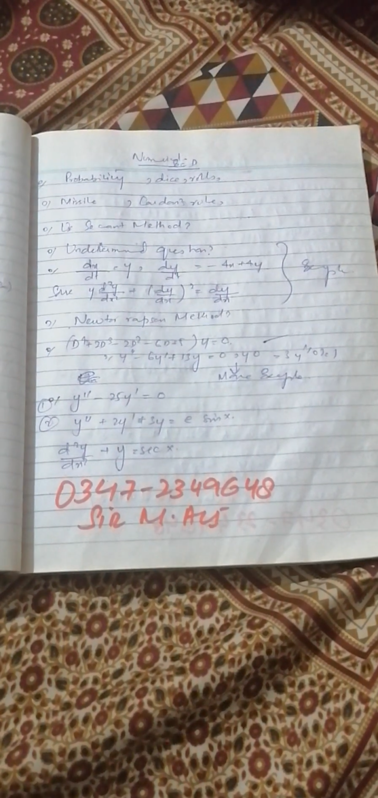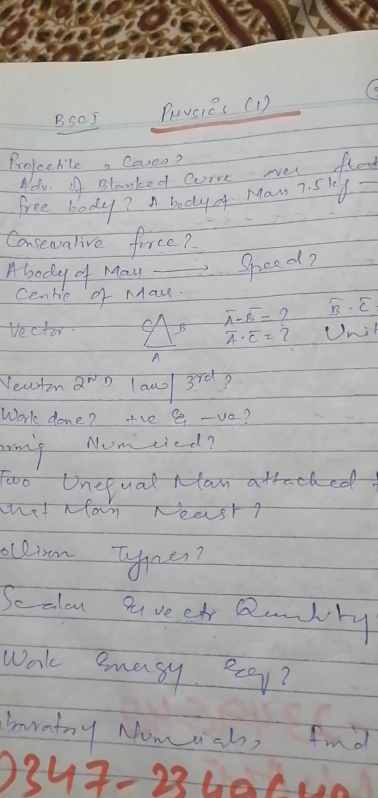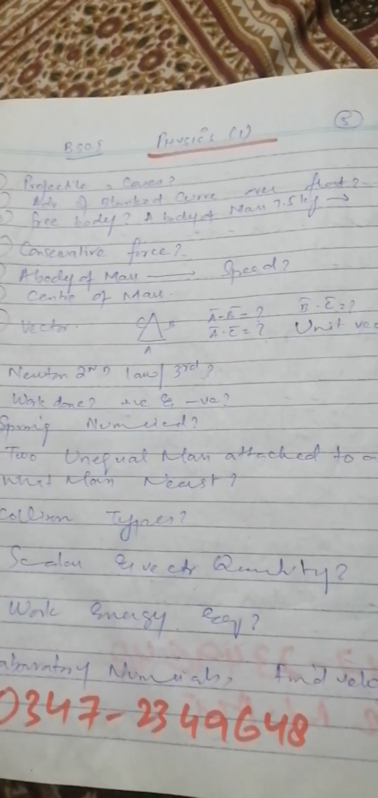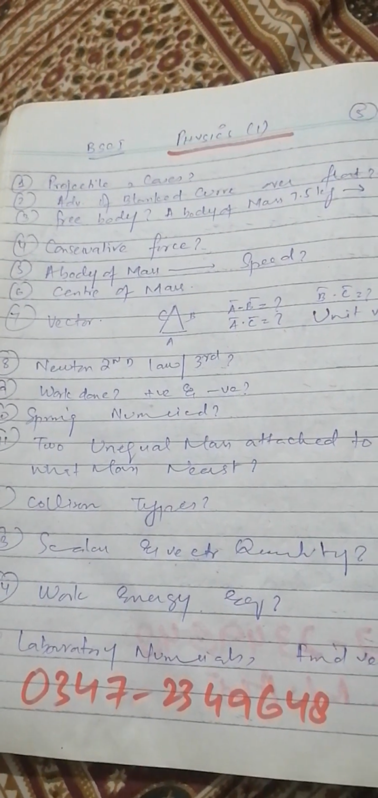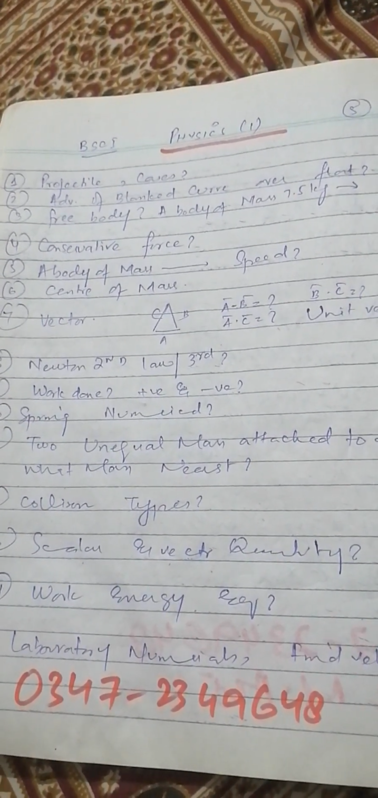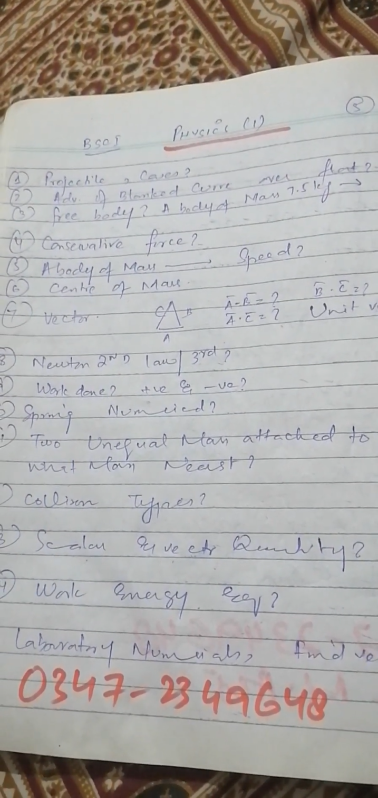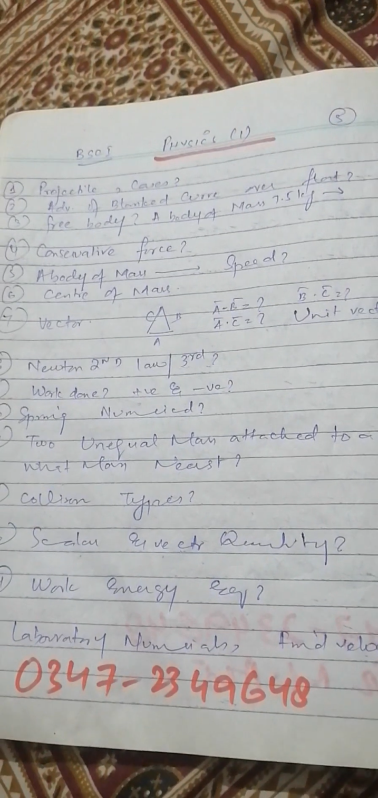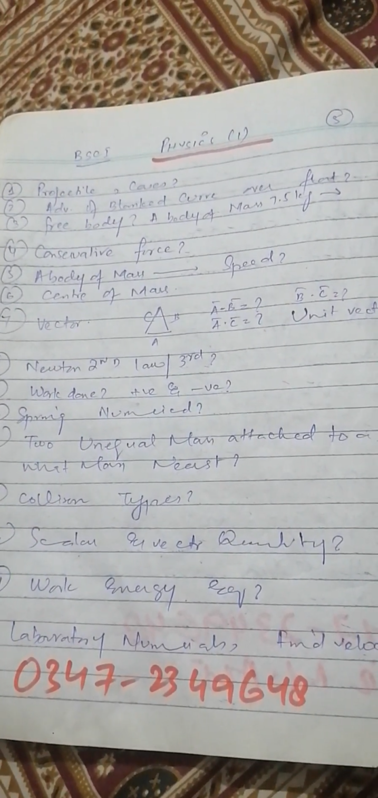Now we move to our Physics 1. This is the Physics 1 paper for BSc. You have to attempt only 5 questions. Number 1, the projectile question, in which you have to perform cases. Might be horizontal, total flight, or fired from a particular angle. Advantage of banked curve over flat curve. Free body diagram with a numerical as well.